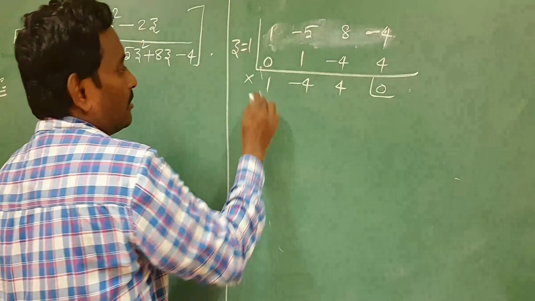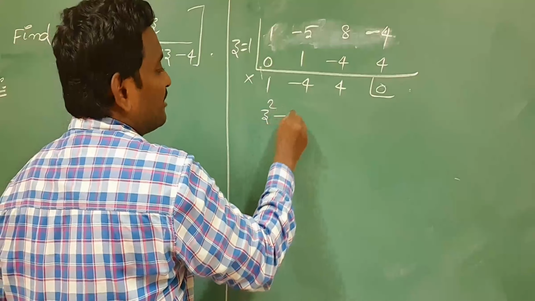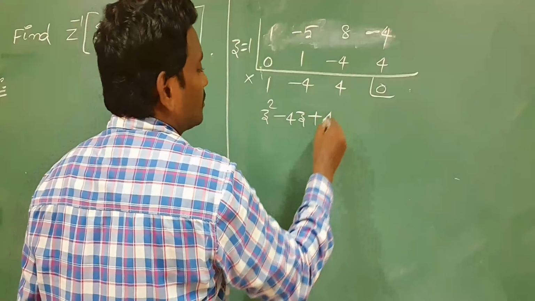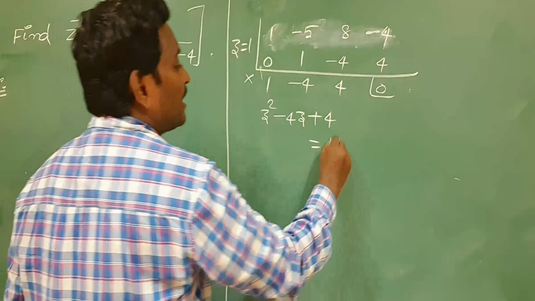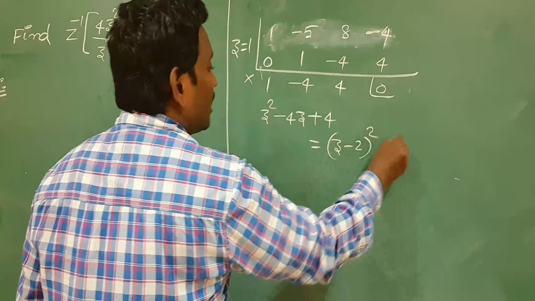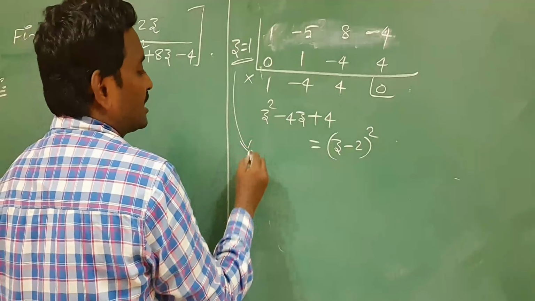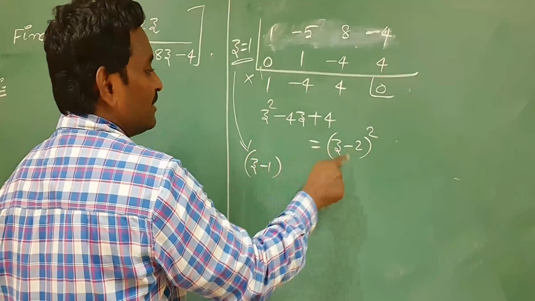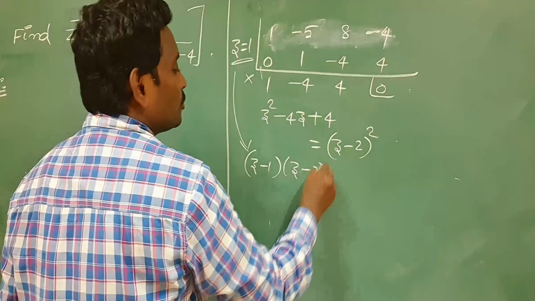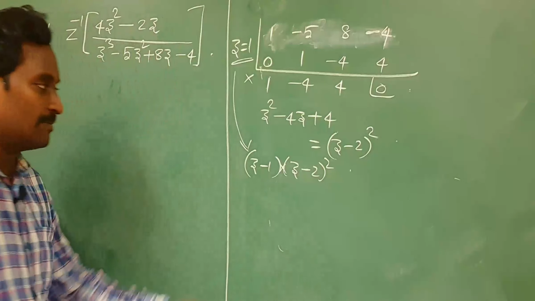So what is this? This can be written as z square minus 4z plus 4. So it is in the form of z minus 2 whole square. Already z is equal to 1 is a root, and that's why the corresponding factor is z minus 1. The remaining two factors are z minus 2 whole square. That's why the denominator can be written in this way.